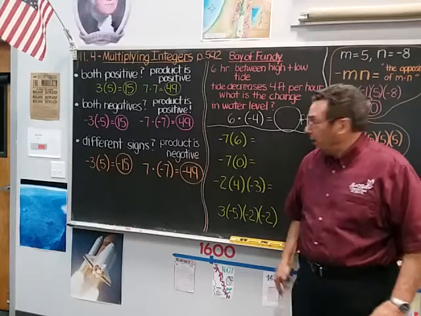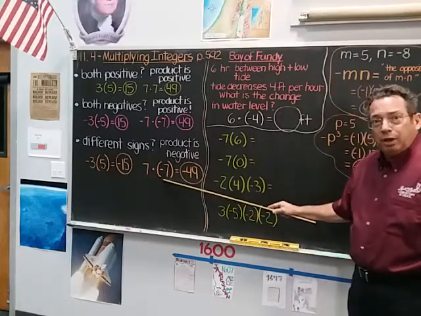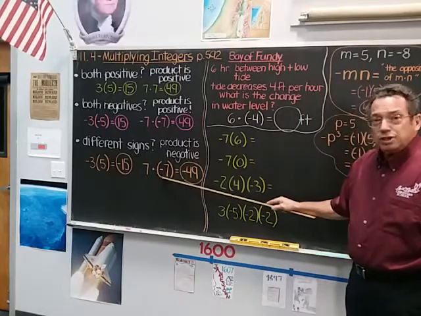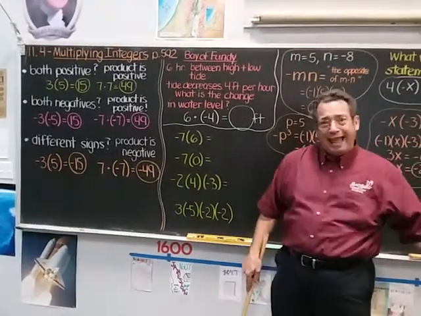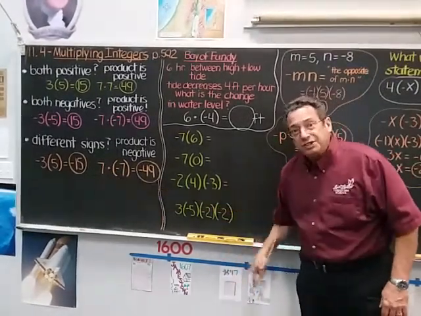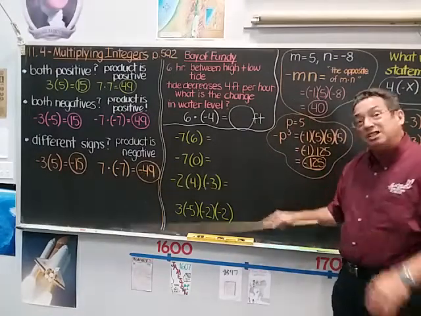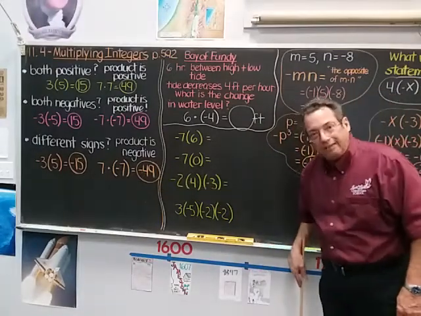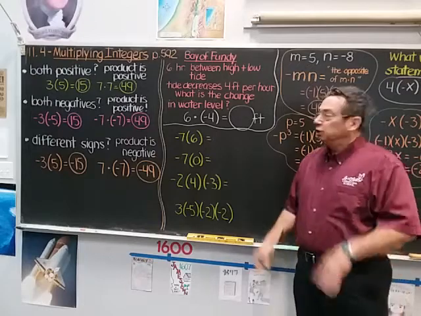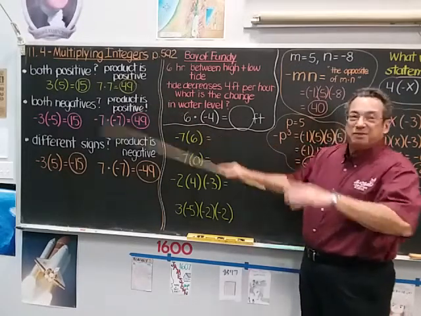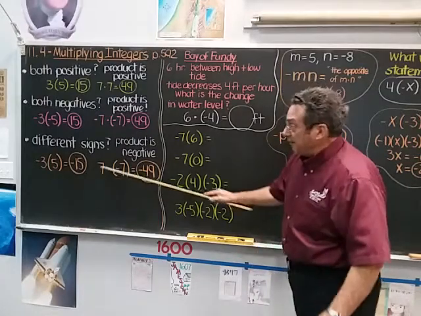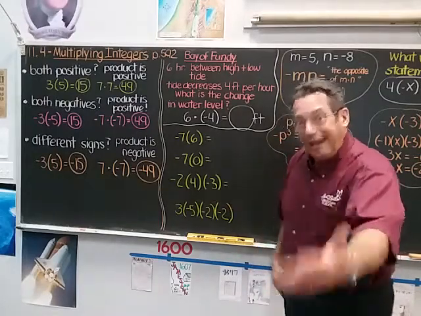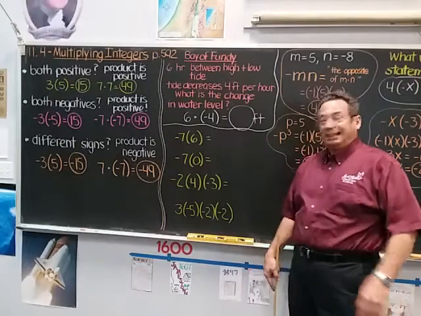Pretty simple, isn't it? How about 7 times negative 7? Here they have different signs. I know 7 times 7 is 49. Is it a positive 49 or a negative 49? Those factors have different signs. Therefore, the product is negative 49. So let's review that again. If they have the same sign, the product is what? Positive. If they have different signs, the product is what? Negative. No exceptions. That's pretty cool.